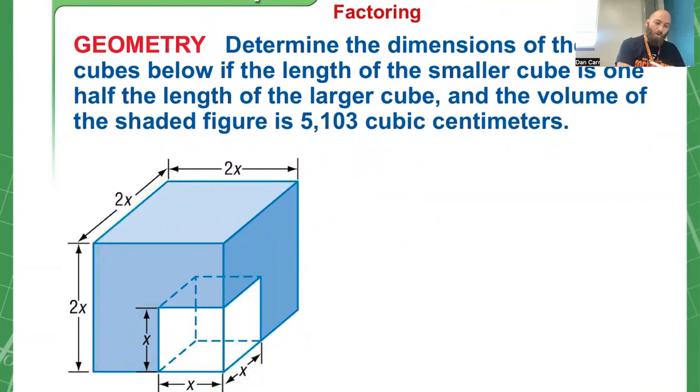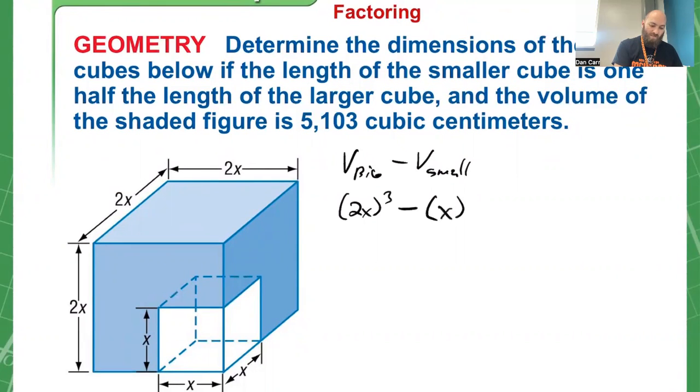So we're cutting this corner cube out of it. What that means is to represent my volume, I am taking the volume of the big cube minus the volume of the small cube. Volume of a cube is just every side raised to the third power. So I can take 2x to the third power minus x to the third power. Because we know what that shaded region is, that's going to equal 5,103. So this is a polynomial.